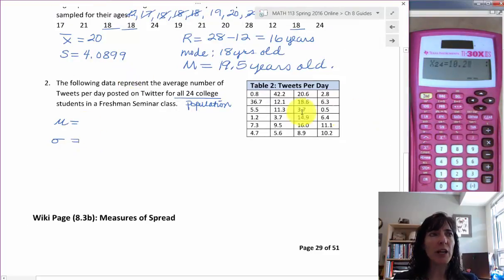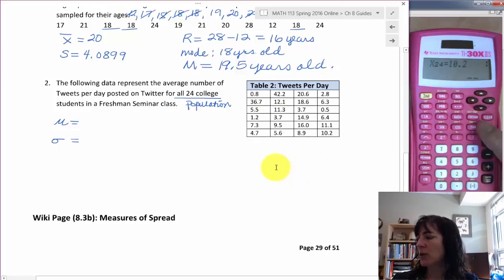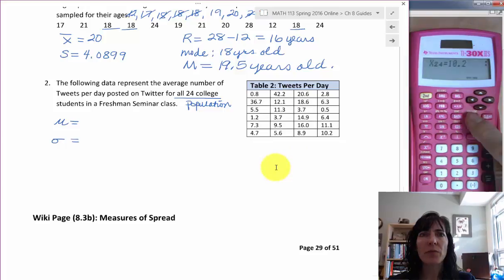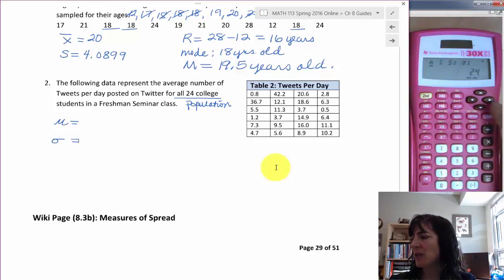I'm just double checking. I have 1, 2, 3, 4 by 1, 2, 3, 4, 5, 6. So 4 times 6 is 24. And I did enter 24 data points, so I'm pretty sure I got them all. And now I can go to the stat var, and it's going to calculate. And my n is 24.